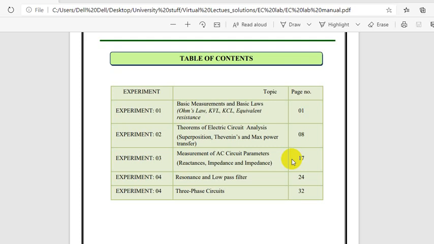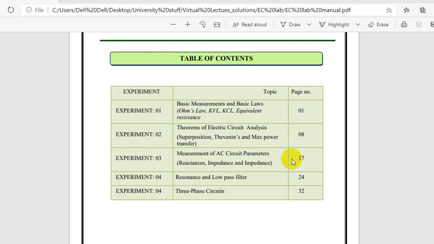Experiment one is basic measurement and basic laws, that is Ohm's law, KVL, KCL and equivalent resistance. In experiment one we will verify all the laws that you have done theoretically. Experiment two is the theorems of electrical circuits: superposition, Thevenin, maximum power transfer. You will perform one experiment in hardware, and the same experiment you will verify in the software, that is Multisim.